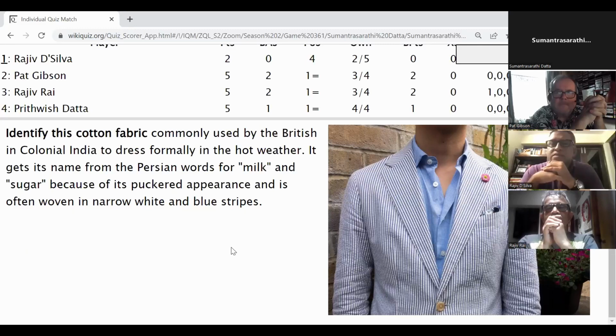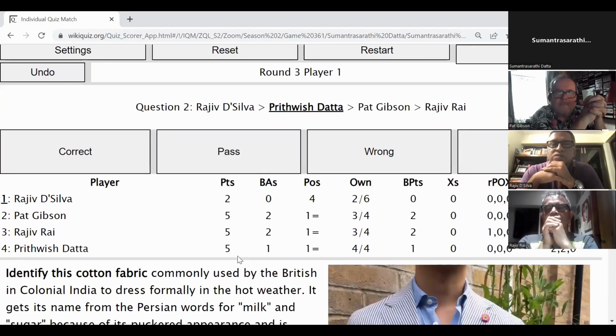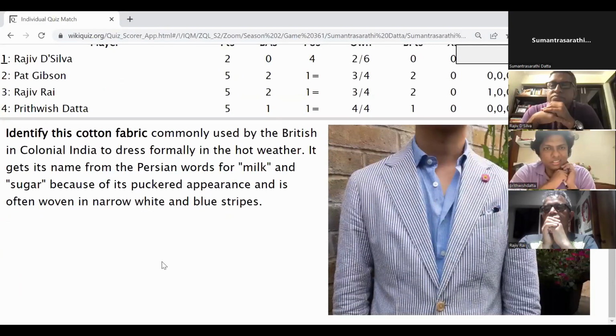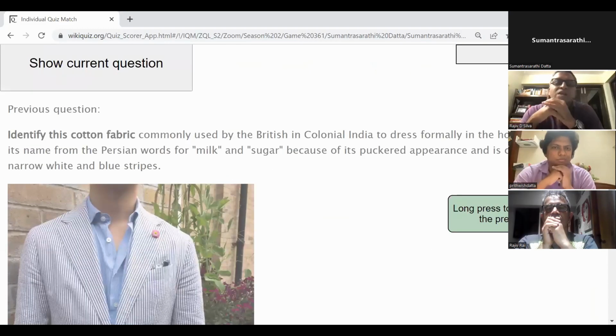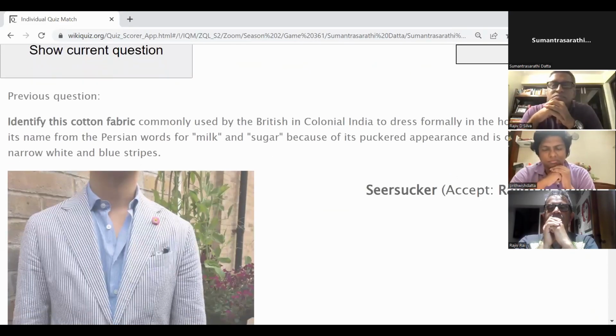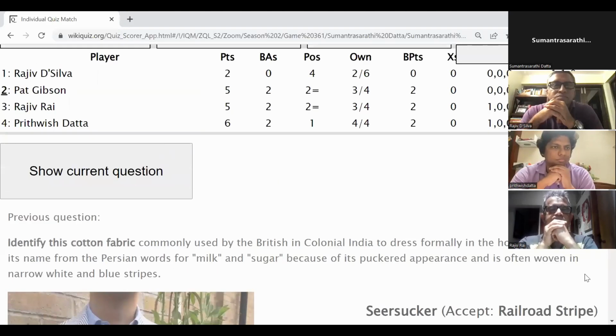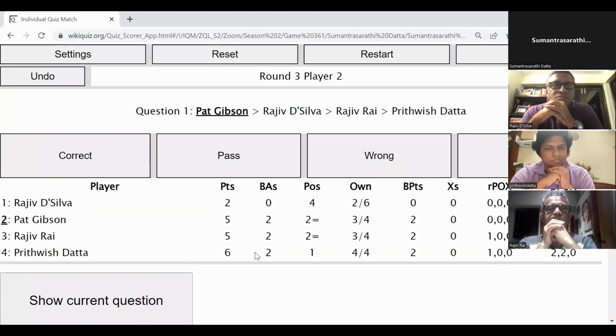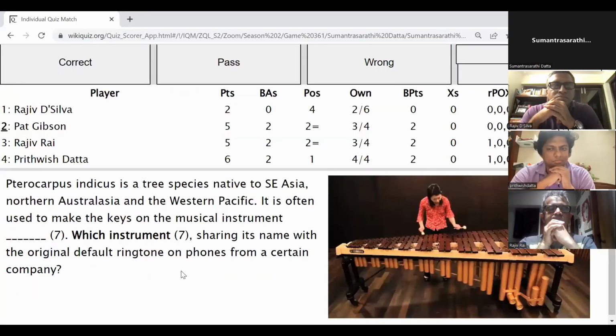The tweed. Seersucker. Seersucker is a super answer. Seersucker, or railroad stripe, is acceptable. Good skill. And Pat, your direct is now.